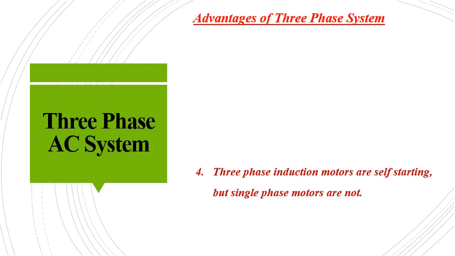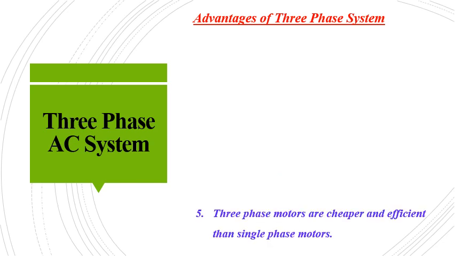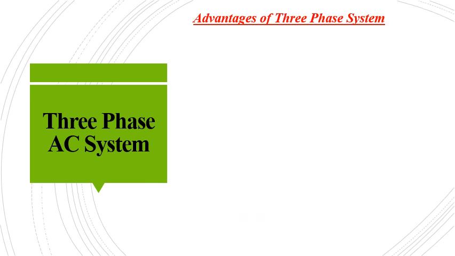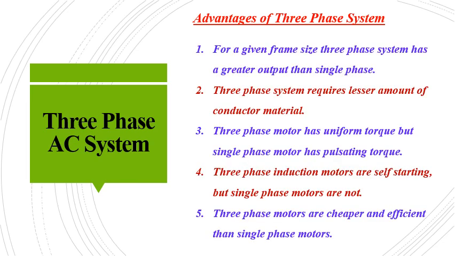In the case of three-phase induction motors, they are self-starting because the torque generated is rotating, but single-phase motors are not self-starting. Then the fifth advantage is that three-phase motors are cheaper and more efficient when compared with single-phase motors. So these are the advantages of a three-phase system when compared with the single-phase system.